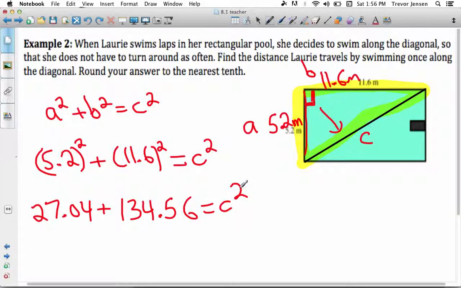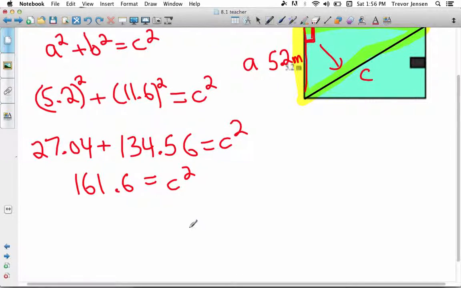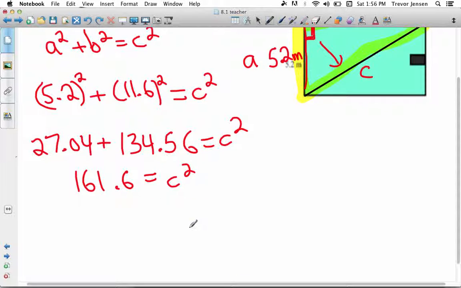Okay, so now you'll add the two of them together, and you'll get 161.6 is equal to C squared. Now remember, I don't want the answer for just C squared. I want to know what C is equal to. So don't forget to take your last step and actually isolate C.